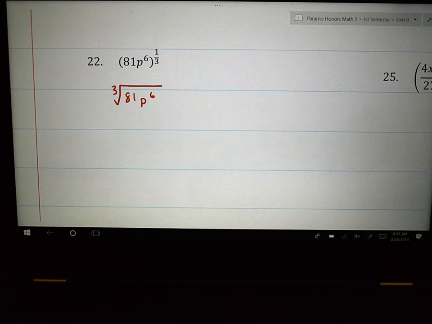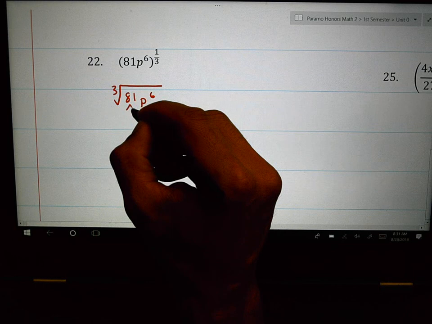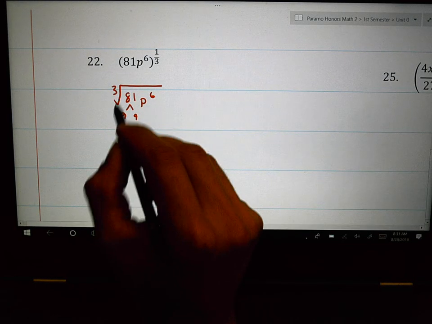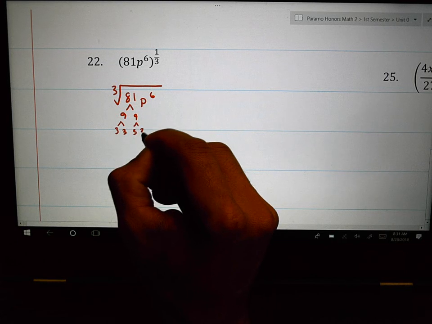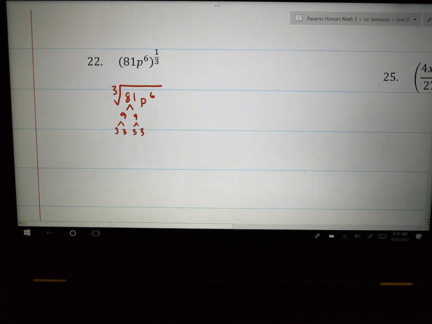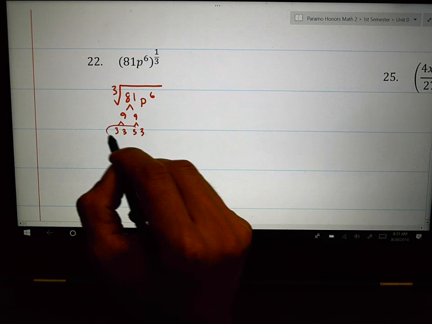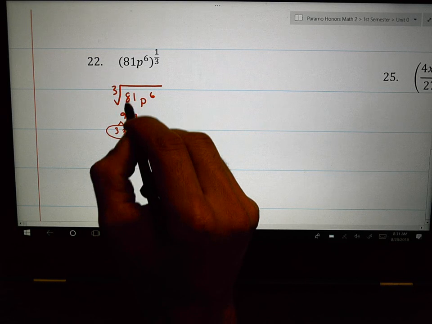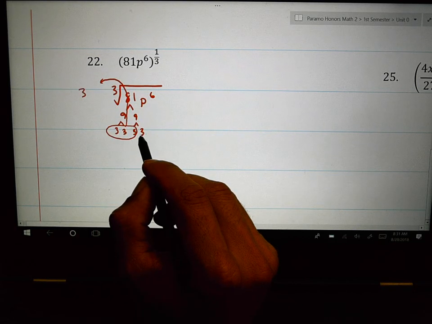And so I'm looking for 3 factors to break out of this 81. And I know that 9 times 9 is 81, but that's 2 factors. I need 3. So I'm going to break the 9s apart to see if I have 3 factors of anything. And then I see that I have one group of 3 right here. I can factor out a 3. There's going to be a 3 left inside.